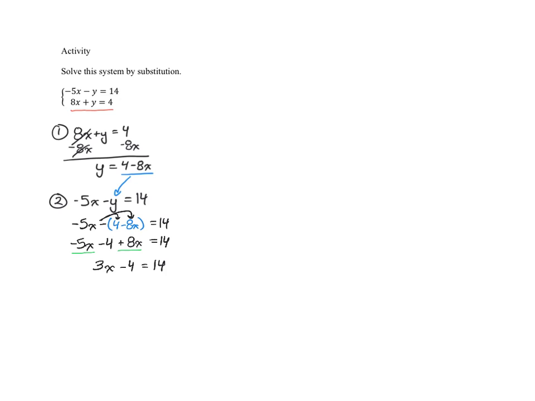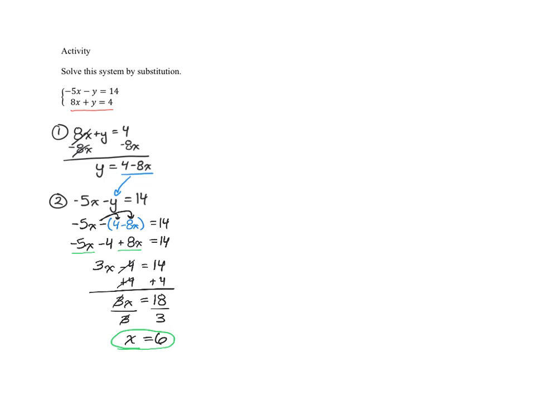Now I simply want to solve for x. To start off, I'm going to add 4 to both sides, so those will eliminate one another. On the left side I've got 3x, and on the right side I have 18. Then I want to divide both sides by 3. That leaves me x equals 6. Now that's good to know. We solved for that first variable.